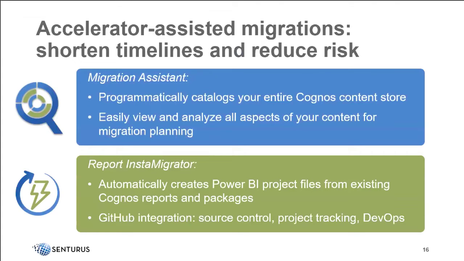We'll also go through the Report InstaMigrator, which is a newer product. The Report InstaMigrator actually automatically will create Power BI project files for you from your existing Cognos reports and packages. So it's a very quick way to move stuff over. Report InstaMigrator also includes GitHub integration. It generates a GitHub repository, which allows you to do source control, helps with project tracking, and enables you to do DevOps implementation for your deployment of Power BI reports. And Dennis is actually going to be doing our InstaMigrator demo here in a little bit.